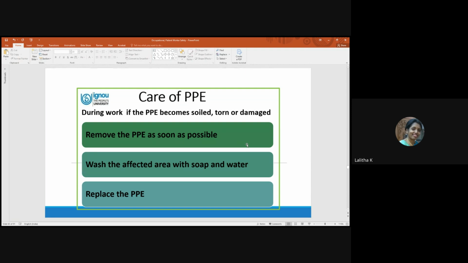During the PPE work, what happens? Care of PPE, that I told, doffing and donning. While working, sometimes it so happens our PPE gets soiled or torn or damaged. What should we do? We must immediately remove the PPE as soon as possible. Wash the affected or exposed area thoroughly with soap and water, and again replace the PPE.